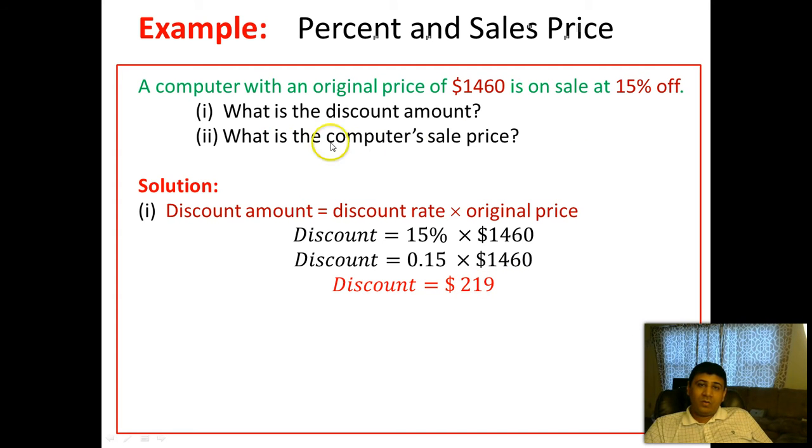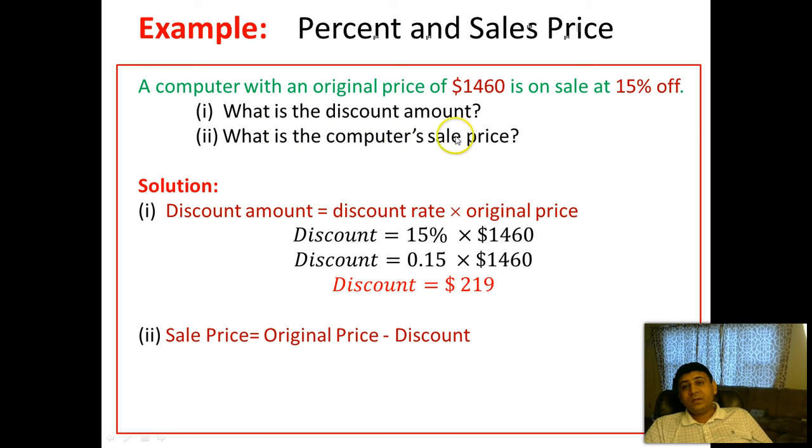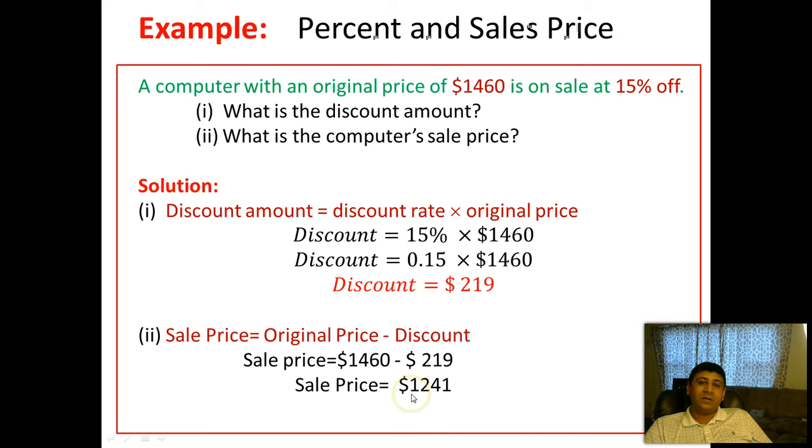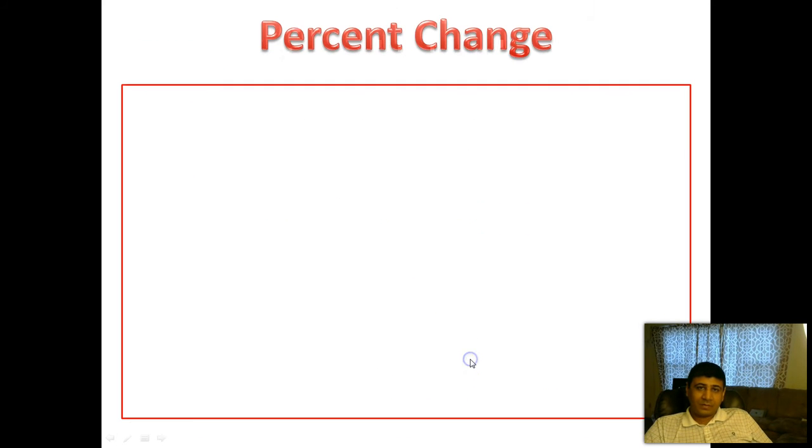Okay, now the next question is, what is the computer's sale price? So this is 1460, the original price. Since it's 15% off, which comes out to be 219, subtract the two and you will have your sale price. The sale price of the computer will come out to be $1,241. Okay, so this is the sale price. Good deal.